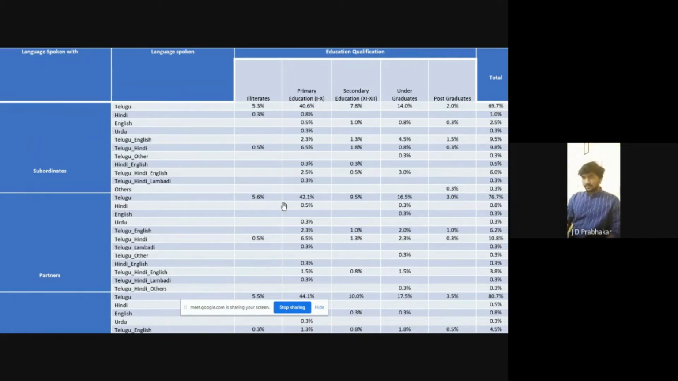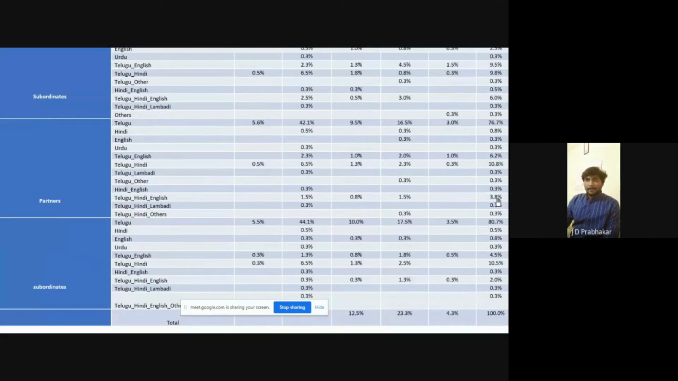And in partners also, we see Telugu being used 76.7%. And as we go down, if you see subordinates and Telugu being used 80.7%, which means lower class or lower strata of employees, they use more of their native language.